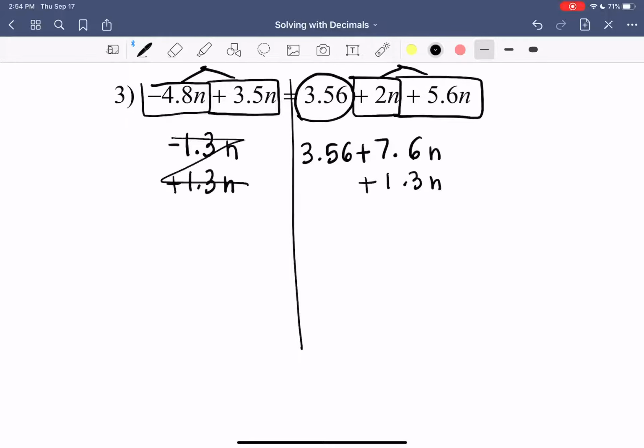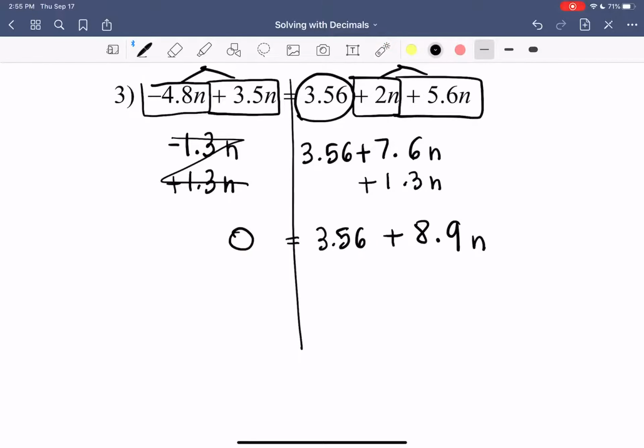So this will become 0. So we're left with a 0 on this side. And then on this side, we're left with 3.56, and then 7.6 plus 1.3 is a positive 8.9n. So this is where you may be a little tricked up. So again, remember that 0 is on this left side, and we're down to our third step, which is to identify if we have constant numbers on both sides. So this one's pretty easy. This 3.56 is easy to tell it's a constant because there's no variable next to it. But we also have to recognize that 0 is also a constant number.